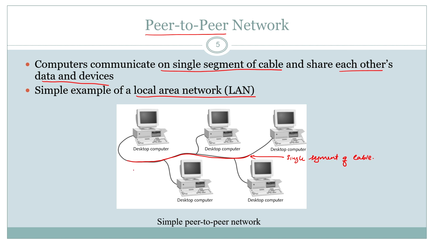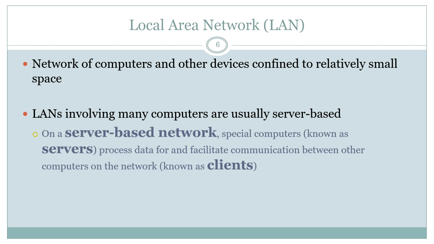A simple example of this is a set of computers, desktop computers connected through a single segment of cable. Such a network is called a simple peer-to-peer network. So, when somebody asks what is a peer-to-peer network, remember this diagram, you should be able to answer that question. Now comes the LAN, common name, local area network, LAN.